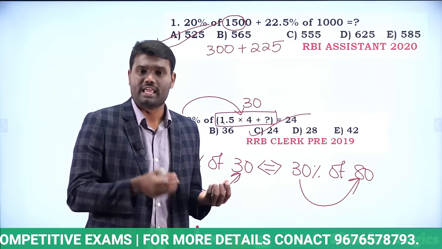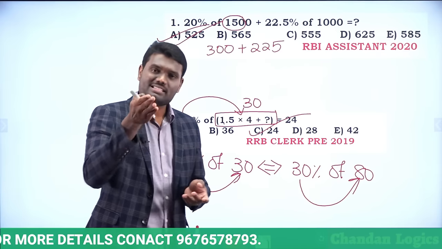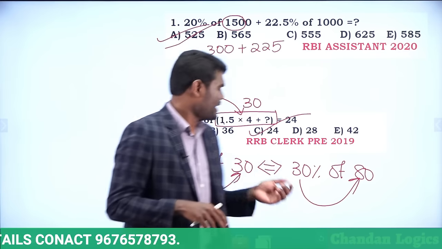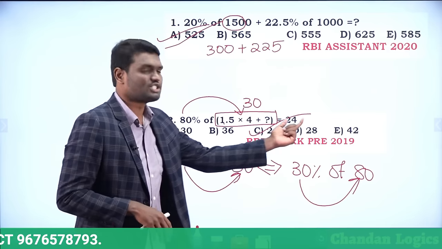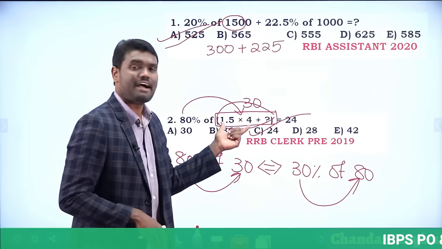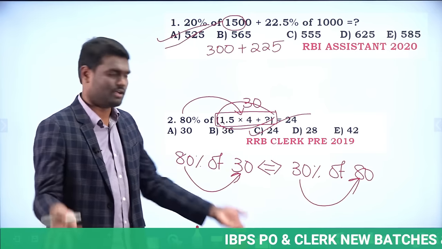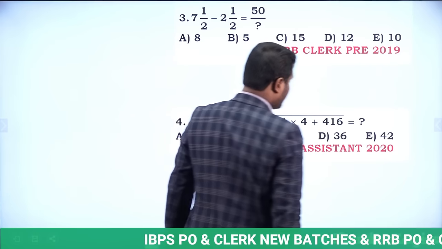Very simple question. You just need to know that 80% of 30 is the same as 30% of 80. So 80% of 30 is 24, which means this whole should be 30. Already you have 6, so 6 plus 24 will be 30. Okay, let's look at the next one.